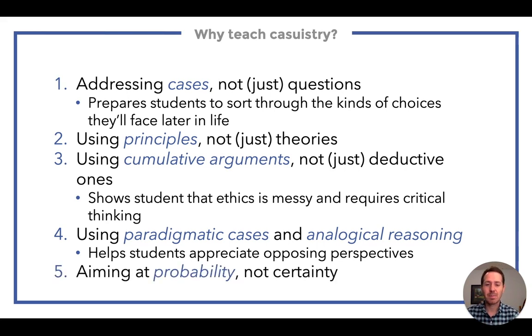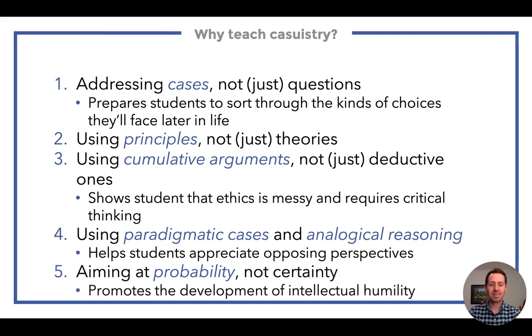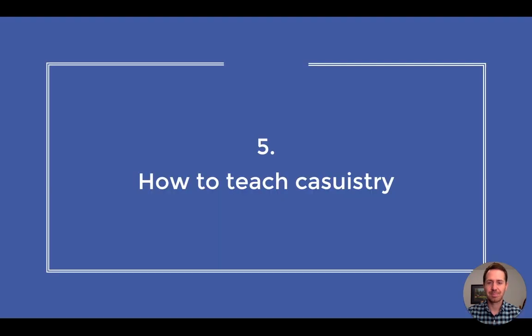And finally, when we aim at probability rather than certainty, we're promoting the development of intellectual humility. Right? We're challenging students to do that metacognition. So how strong is my argument? And that seems like it's got to promote this approach that says, well, I could be wrong, how likely is that? That sort of thing. How do we teach it?